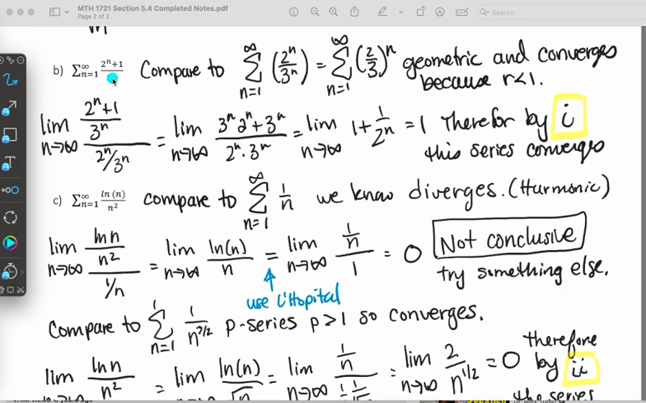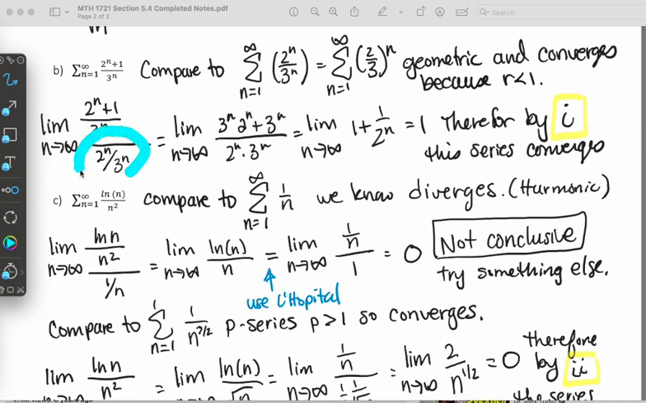So I'm going to take 2 to the n plus 1 over 3 to the n, and I'm going to divide it by 2 to the n over 3 to the n, and I'm going to take the limit as n goes to infinity. So this is my an, and this is bn, what we're comparing it to. After I do some rearranging, after I use some algebra manipulation, I get that the limit as n goes to infinity is 3 to the n times 2 to the n plus 3 to the n over 2 to the n times 3 to the n.